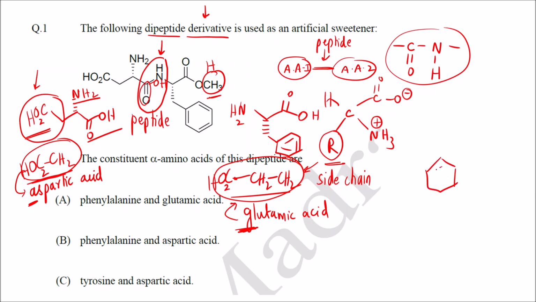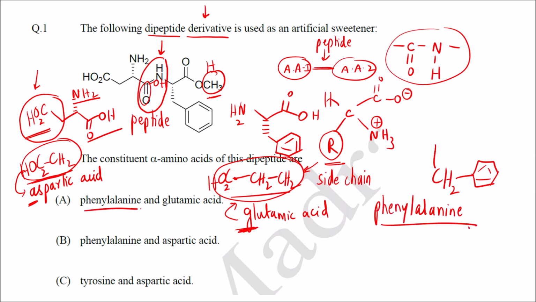If there is only an R group, if it is CH3, then we call it alanine. If I replace one of the hydrogens with a phenyl ring, what will this be called? This will be called phenylalanine. So the correct answer is phenylalanine and aspartic acid. So the correct answer will be option B.